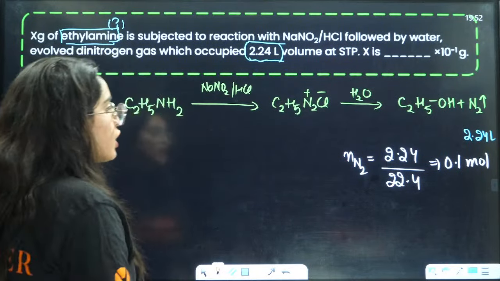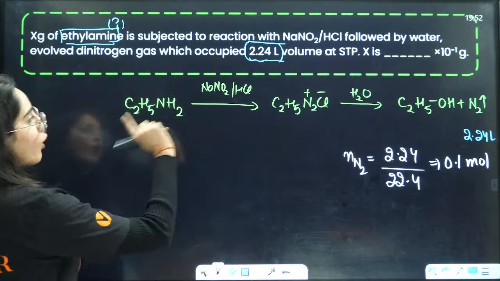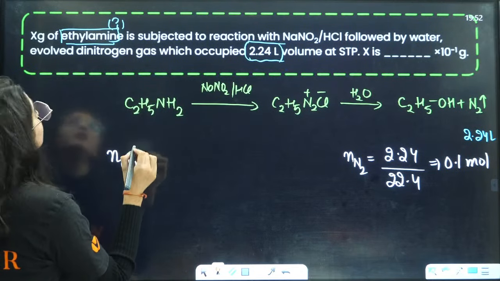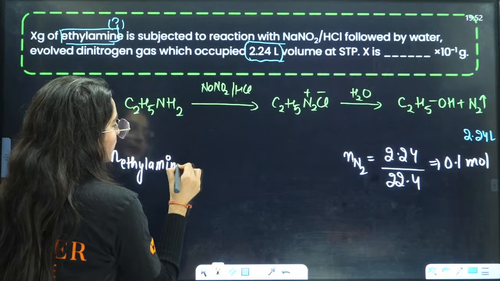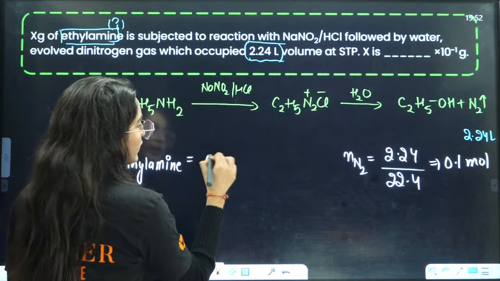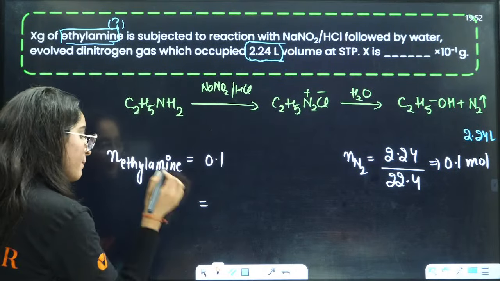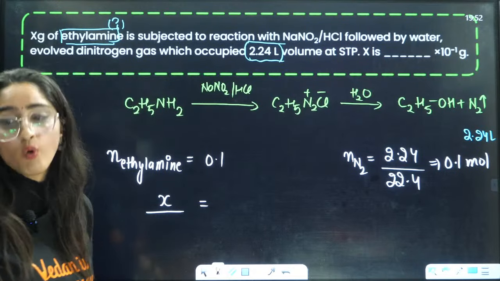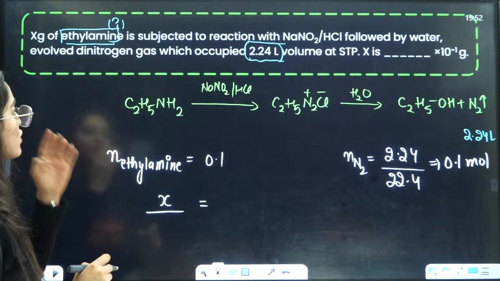Right? So if the number of moles of N2 is 0.1, then according to stoichiometry, the number of moles of ethylamine will be the same. Ethylamine will also be 0.1. They are asking you the mass here. So the number of moles is also equal to given mass by molar mass. What is the molar mass of ethylamine? Everybody in the chat box.